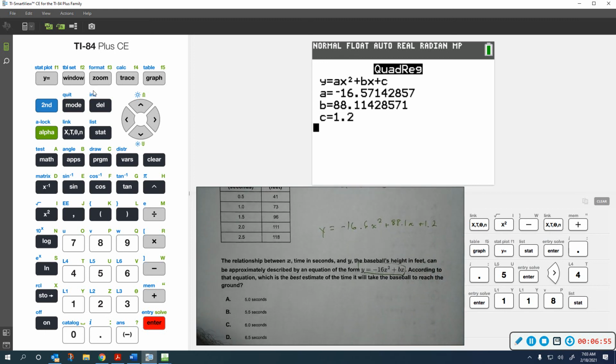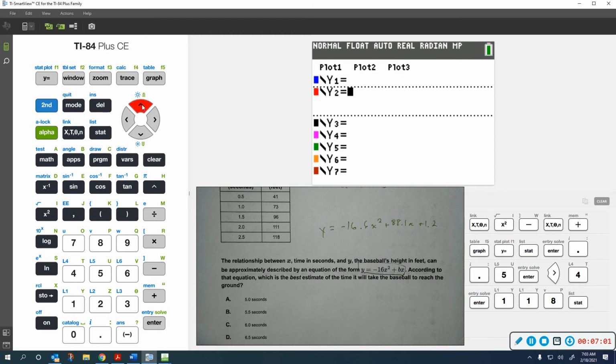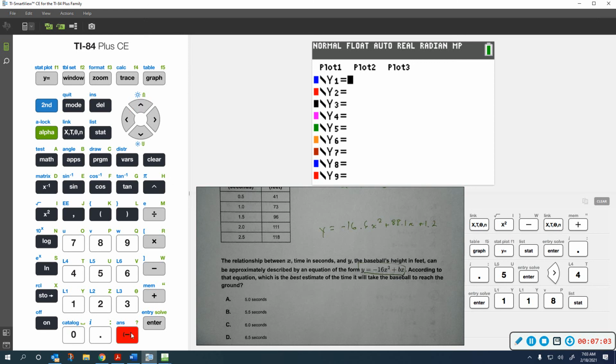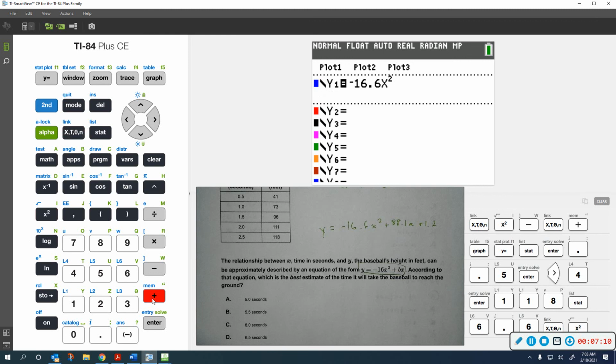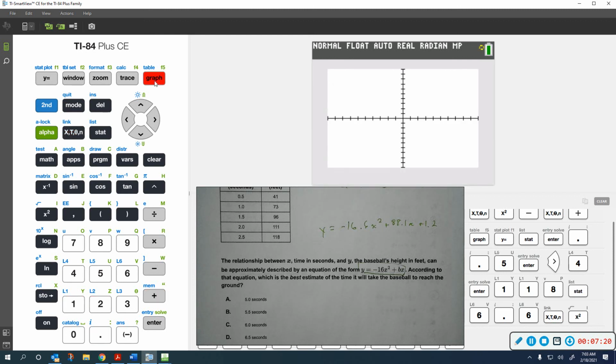Now I can go into my y equals. I can type that in. So I'm going to clear out the other ones. And I've got negative 16.6 x squared plus 88.1 x plus 1.2. Then we'll hit graph, and we see it's going to hit the ground somewhere over here on the right.